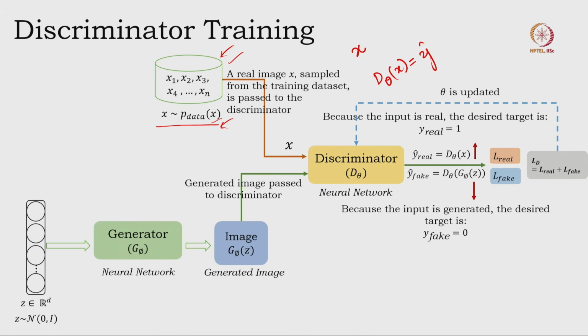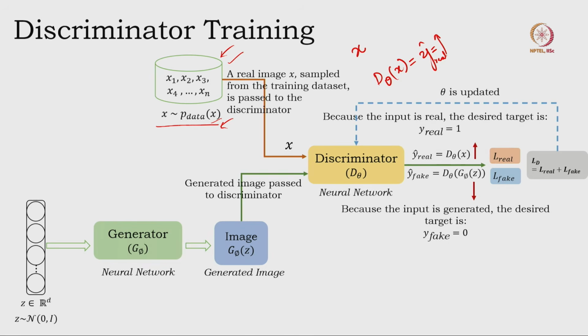Which means when a real image X is passed to a discriminator, the discriminator should assign a very high probability to d theta of X, right? So can I say y hat is the prediction made for a real image? That is y real, which is d theta of X, and this value should be very high. This value represents the discriminator's estimated probability that the input image is real.